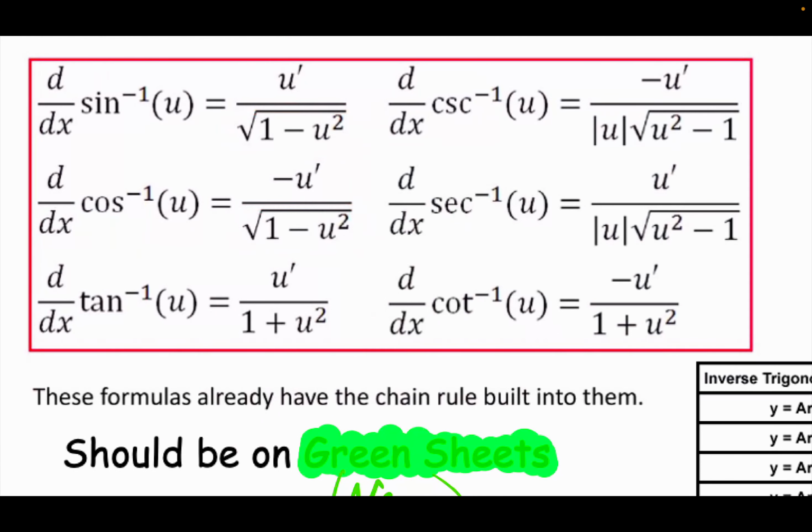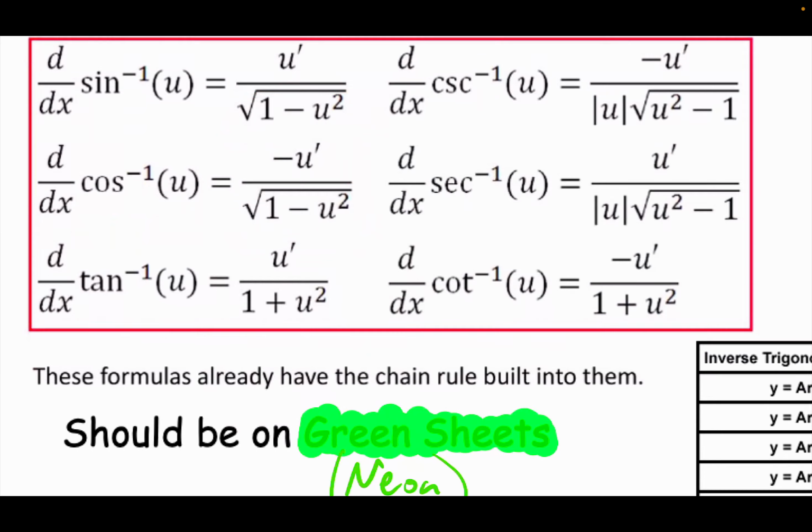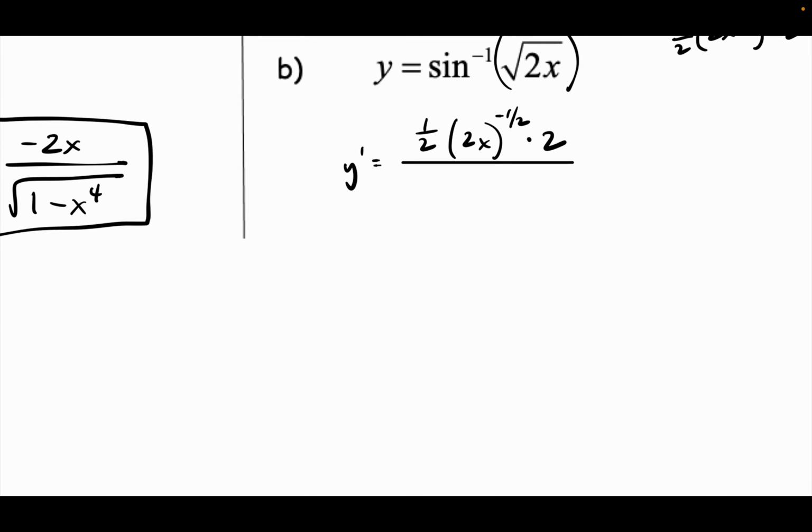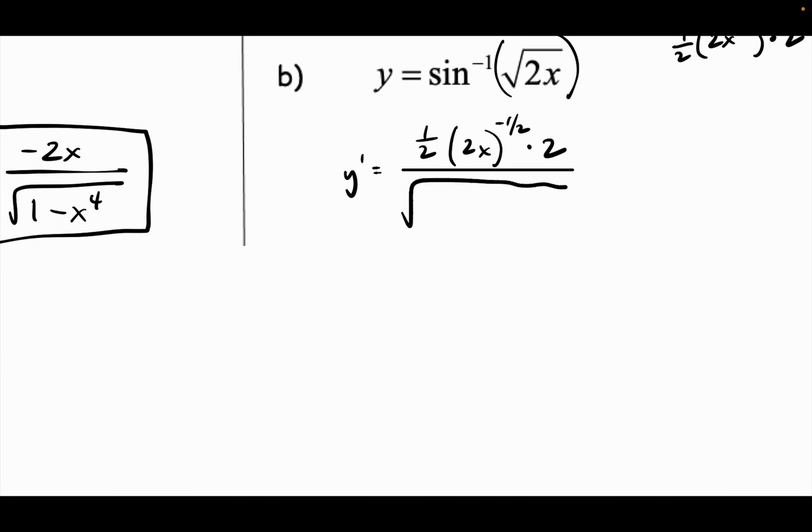So it's the same thing. Square root 1 over u squared. Square root, 1 minus u squared. U is square root of 2x.